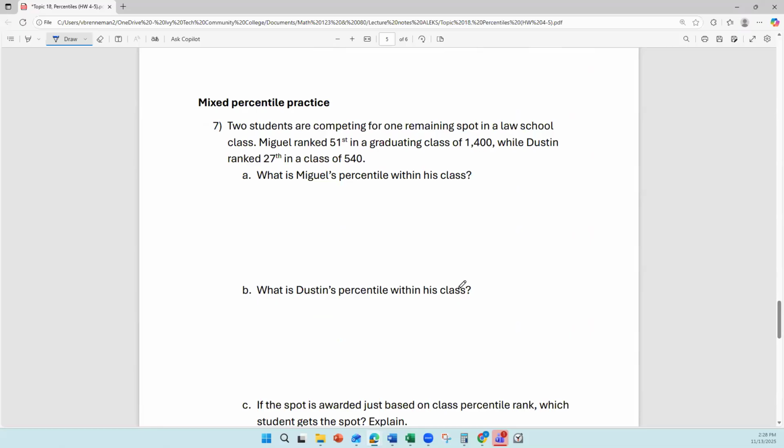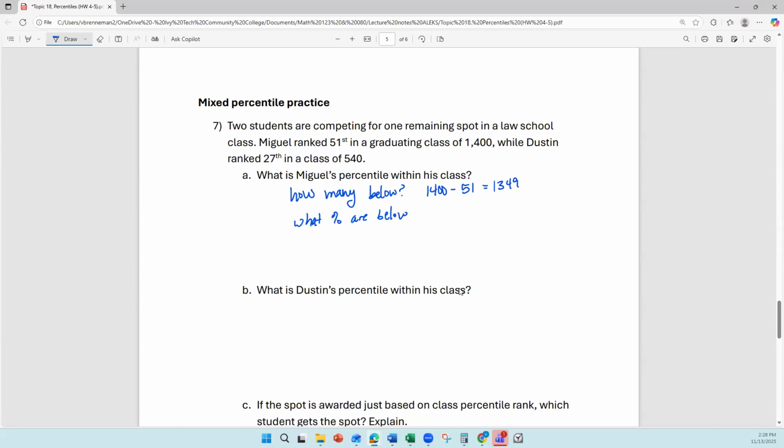Then some mixed practice of either direction. So we have two students with their class ranks in different class sizes. Miguel is 51st in a graduating class of 1400. We want his percentile within his class. So how many are below Miguel? If he's 51st, there are 50 above him, then he's 51, and the rest are below. So 1400 minus 51 is 1349. Then what percent are below is what we ultimately want.